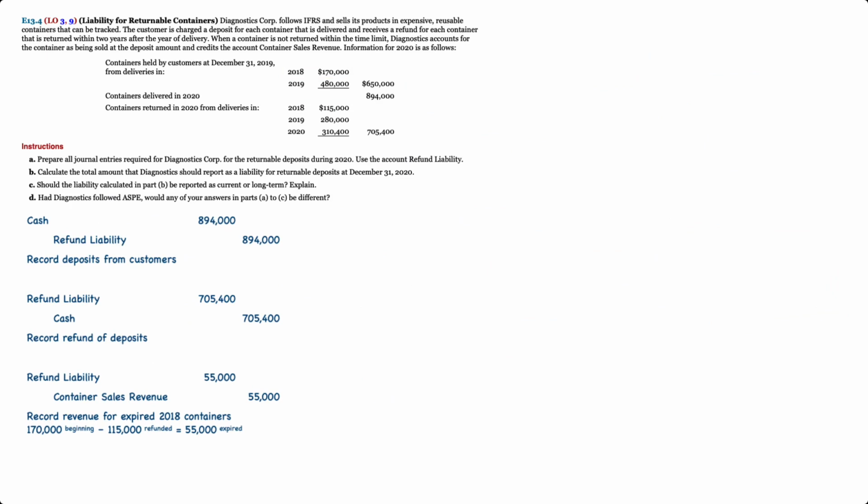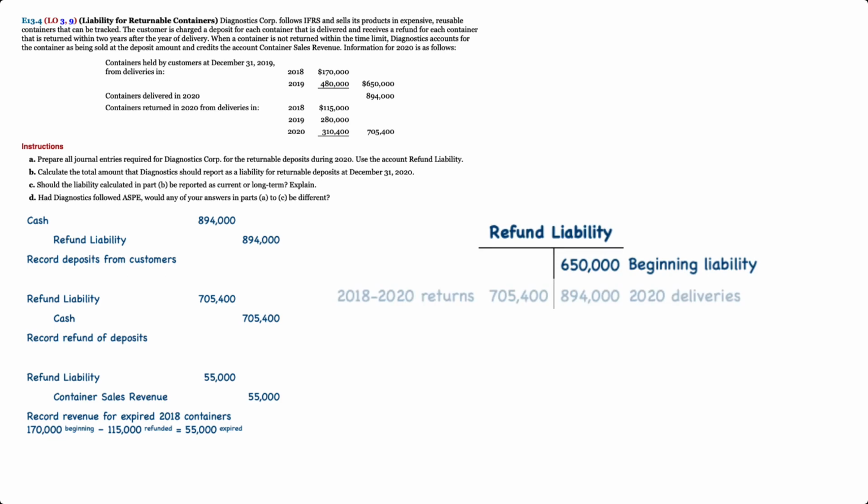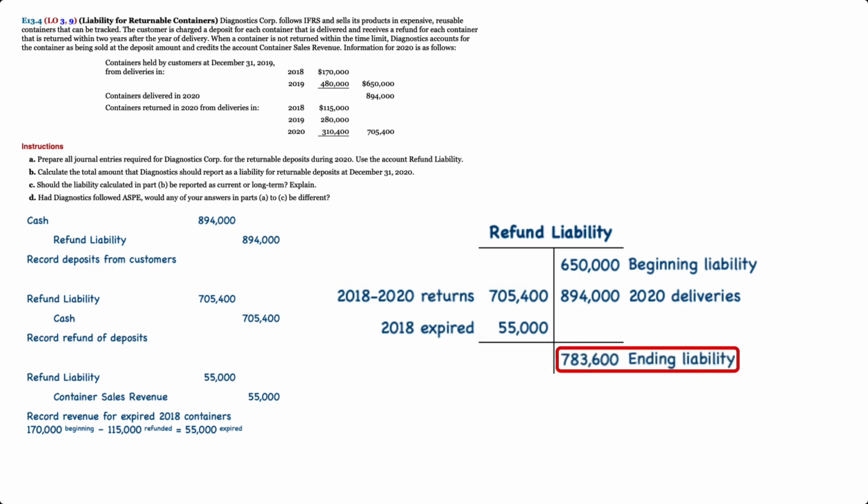For our second requirement, to determine the total refund liability at the end of 2020, the easiest way to do that is just to use a T account and start with the beginning liability balance of $650,000. Add in the 2020 deliveries of $894,000, subtract the returns of $705,400 during the year from deliveries in all years 2018 through 2020, and then subtract the expired 2018 deposits of $55,000, resulting in an ending liability of $783,600.